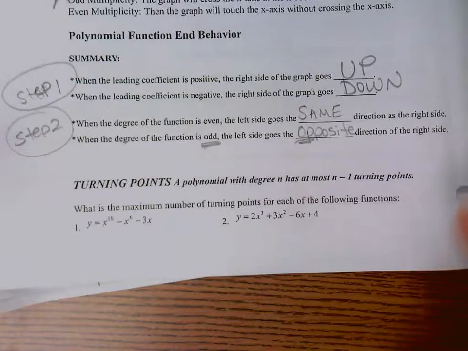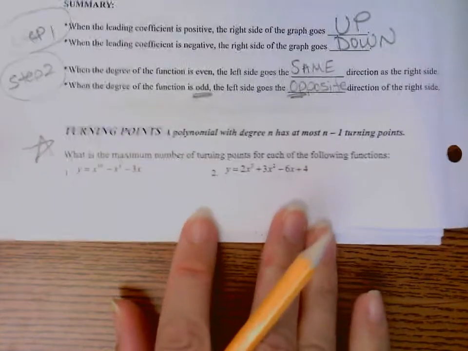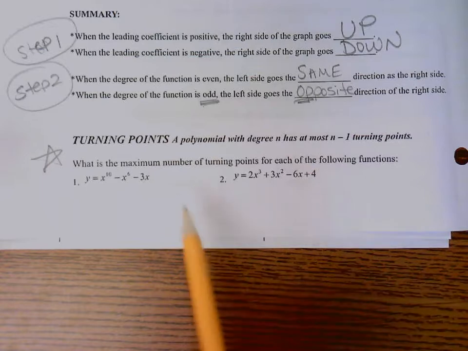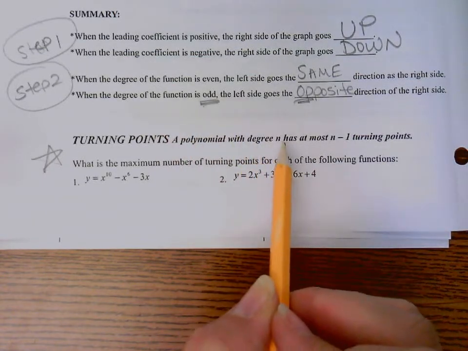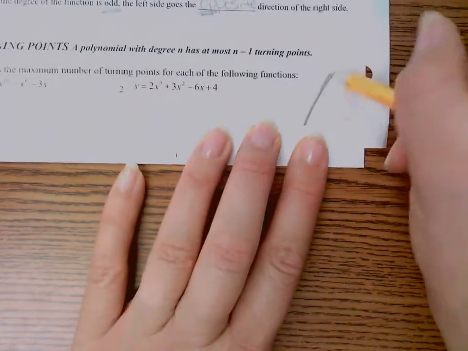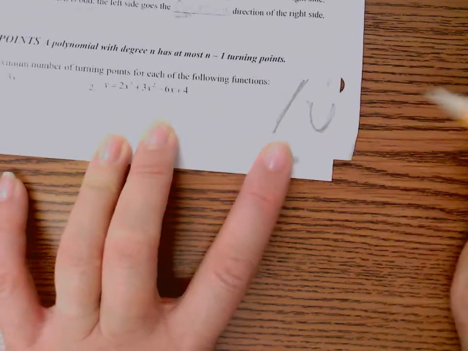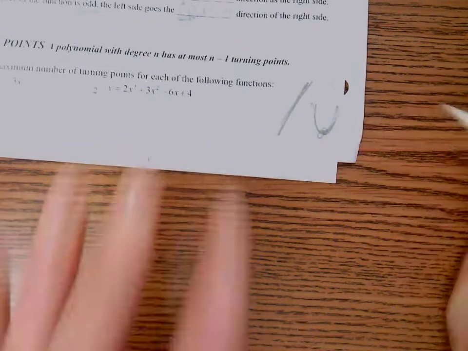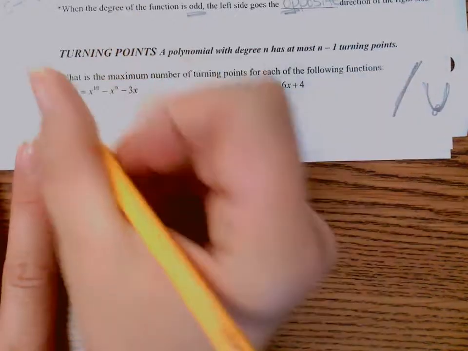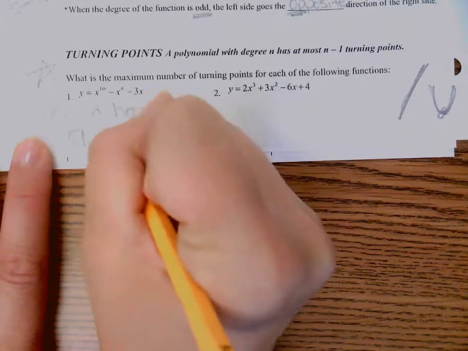All right, and then the last rule, and then all the rest is some guided practice. So I was going to lead you through the first in each section today, and we'll start with this on Monday. Turning points. A polynomial with degree n has at most n minus 1 turning points. Think about your friend, the linear function. How many turning points does a linear function have? 0. How many turning points does a quadratic have? 1. So it's 1 less than the degree.